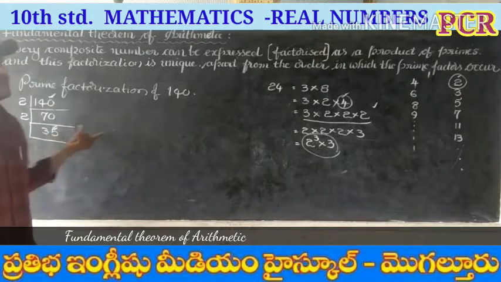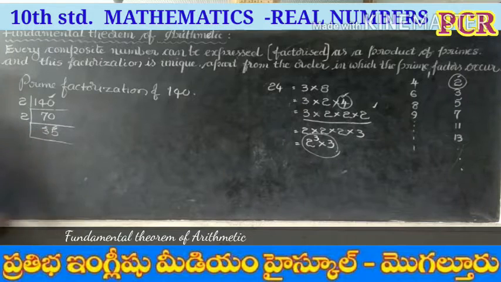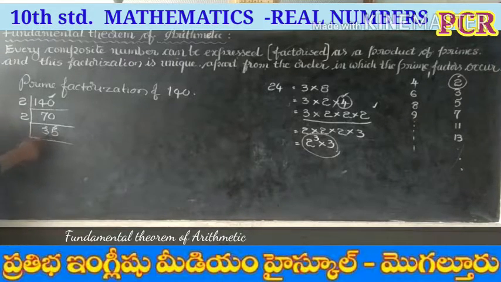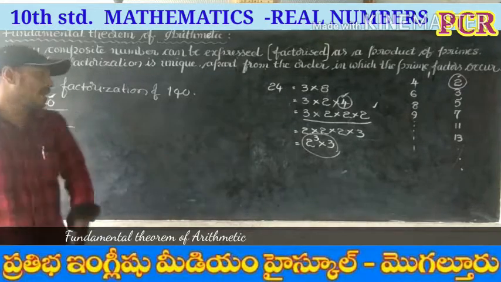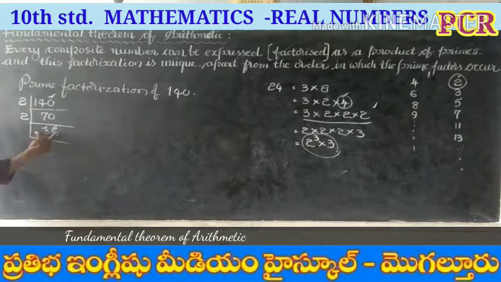And the next prime number is 3. Is the number divisible by 3? What is the divisibility rule of 3? If the sum of the digits of a number is divisible by 3, then that number is divisible by 3. Here, what is the sum of the digits? 3 plus 5 is equal to 8. So 8 is not divisible by 3. That's why this 35 is not divisible by 3.